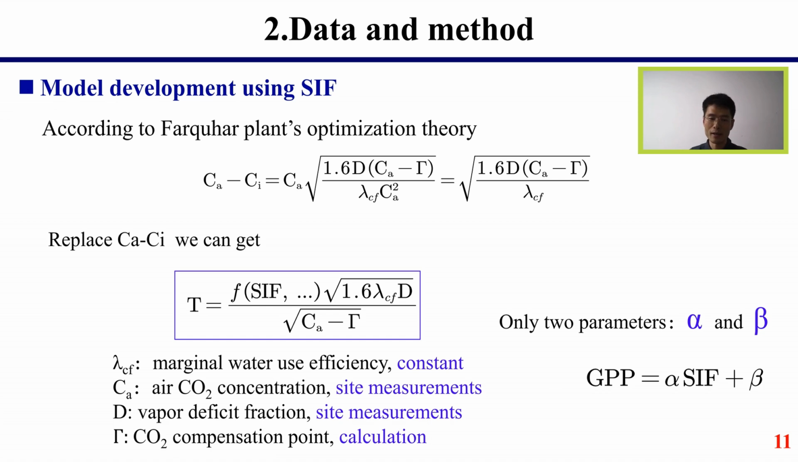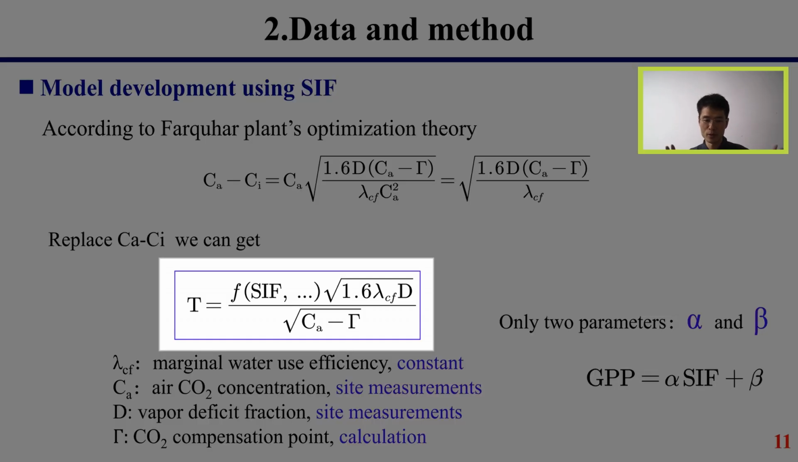So we have this final equation for transpiration. Let's look at it. We have a function of SIF, which is the modeling of photosynthesis, so this is also GPP. We can use different equations, but in our model, we just use the very simple linear equation. Here, 1.6 is a constant. Lambda CF is the marginal water use efficiency, also a constant. D is what we can measure.